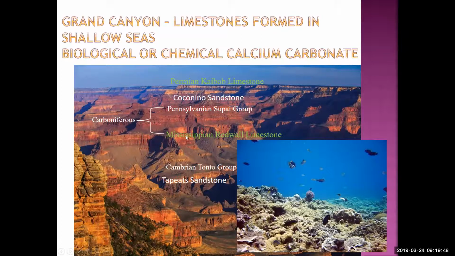The reason the Mississippian Redwall limestone is red is just because iron has stained the outside of it, iron that seeped down from above. If you dug in, it would be white.